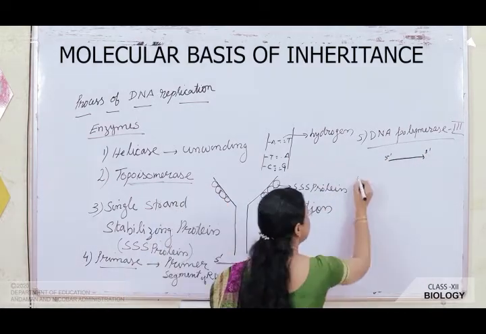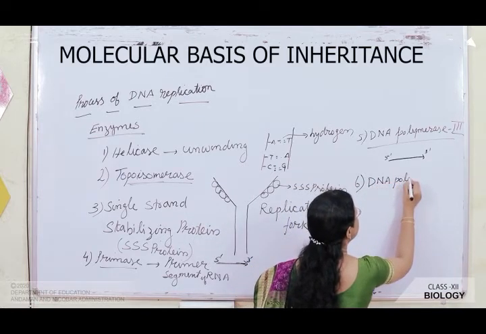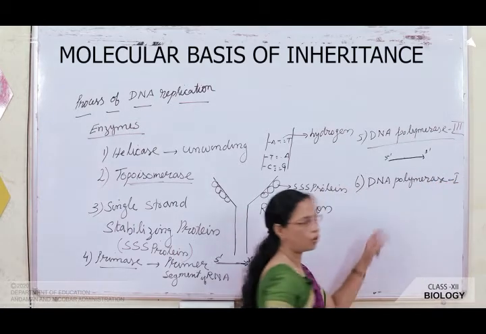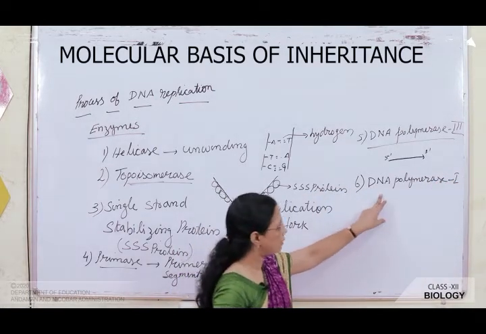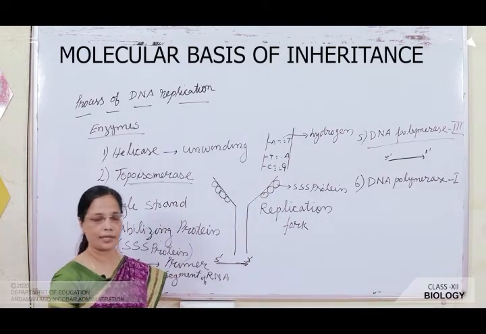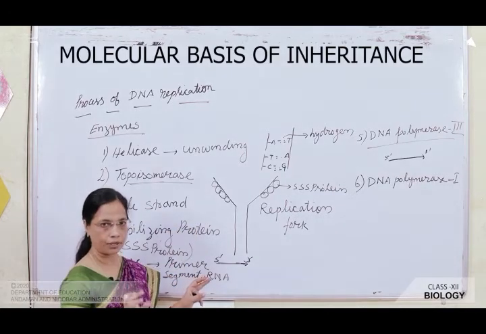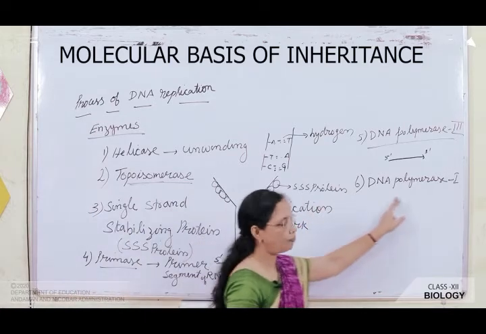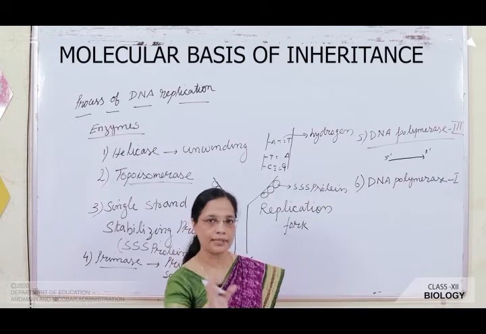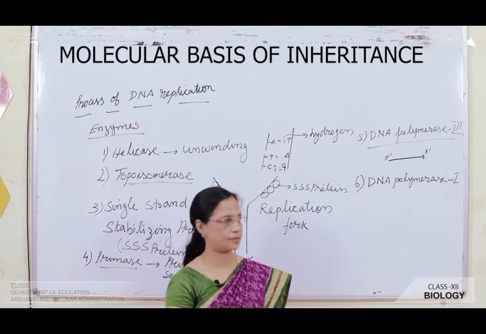So, sixth one is DNA polymerase 1. What is the role of this DNA polymerase 1? It will remove the primer. Primer is a segment of RNA. After the completion of the replication, there is no need of this small segment of RNA. So, this DNA polymerase will remove the primer and a gap is formed. That gap is filled by addition of the DNA nitrogen bases.